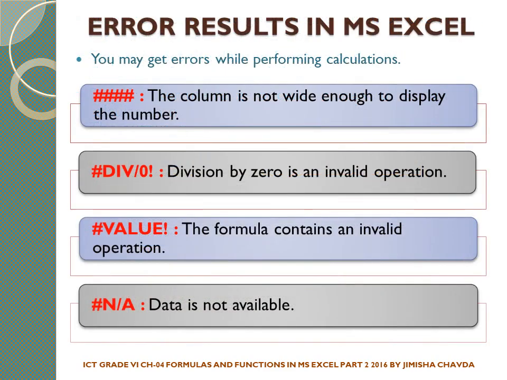Error results in Microsoft Excel. When you are performing calculations, it might happen that you get some errors. Some common error results and their reasons are: first, #### (four hash signs). This error displays that the column is not wide enough to display the number. #DIV/0! means division by 0 is an invalid operation, like in mathematics. #VALUE! means the formula contains an invalid operation. #N/A means the data entered in the cell is not applicable.